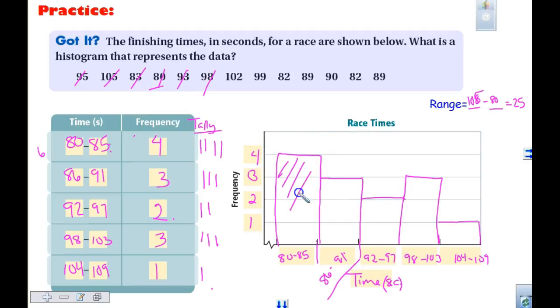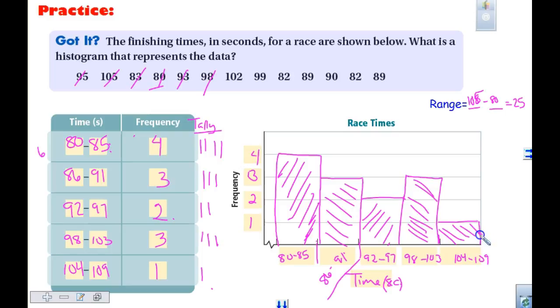Sometimes you'll notice that they shade them different ways, like they'll do it this way, and then it doesn't matter to me as long as you can tell where your bars are and that they are right next to each other. And the reason that they are right next to each other is this has all the data up to 85, and then we switch to 86.